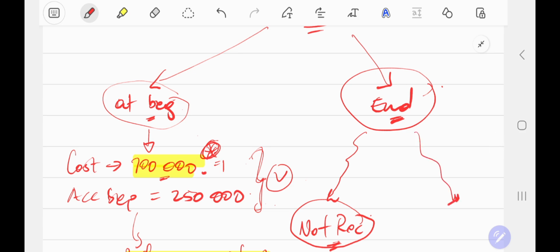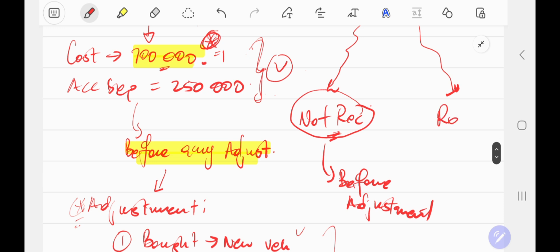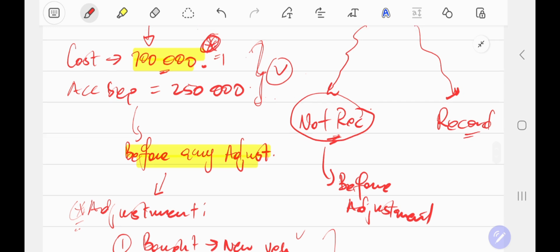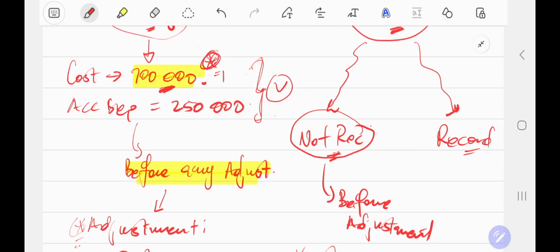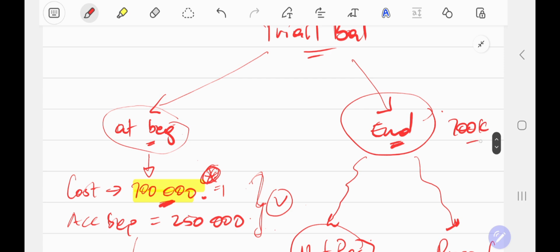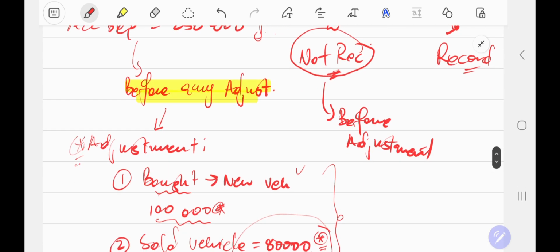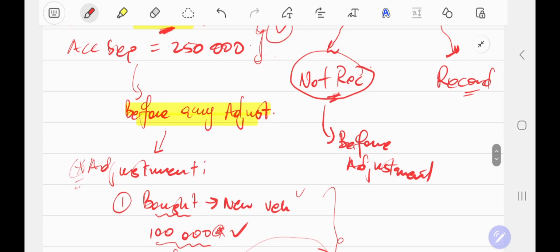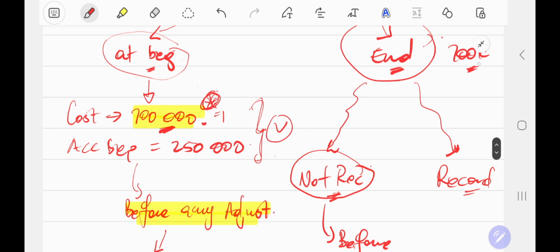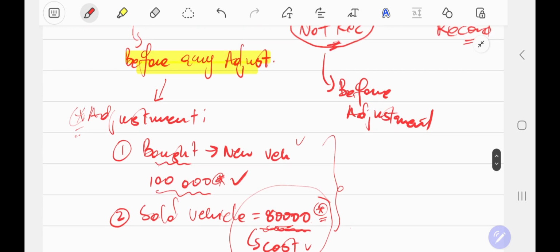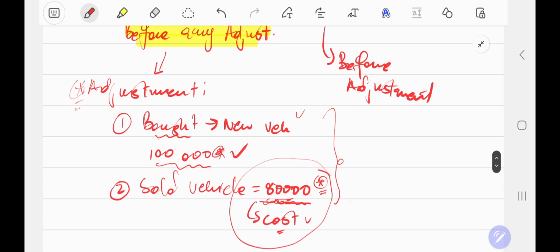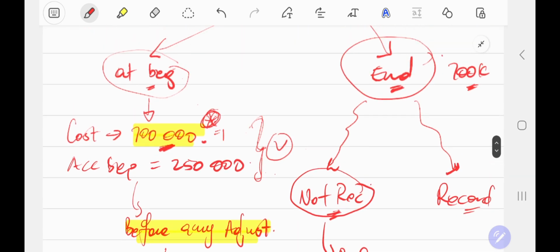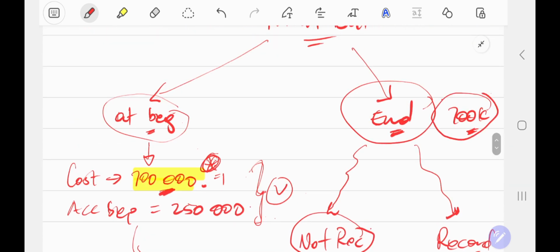But number two, they can say that the transactions were recorded. In this case, the 700,000, which is the cost given at the end of the year, includes the 100,000. So when they bought the new vehicle for 100,000, it was added to make this 700,000. And if they say the transaction was recorded when you were selling the vehicle, that simply means that the 80,000 has already been subtracted to get to this 700,000. So that is the difference.